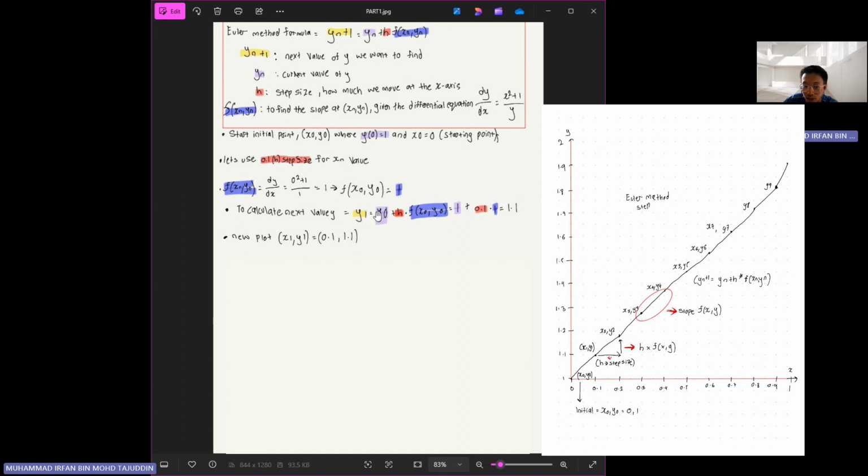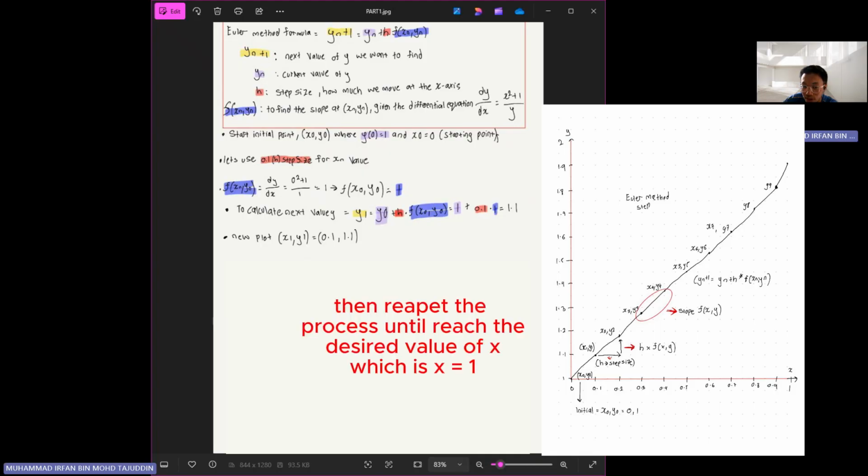Next, we use the Euler method to calculate the next value of y, which is y1. y1 is equal to y0 plus h times f(x0, y0). The answer will be 1.1, so y1 is equal to 1.1. Our next plot is x1, y1, where x1 is the step size 0.1 and y1 is the new value, 1.1. So we plot it like this.